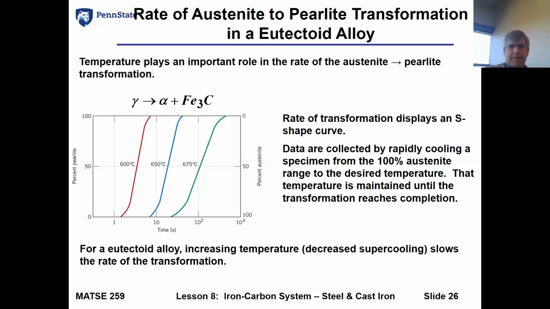And so they maintain a temperature until the transformation is completed. So it's isothermal transformation. And all of these transformations occur from a sample that begins at 100% austenite. Now we saw, as we remember, we're going to start in the 100% austenite range at about the 925 degrees C range, and we'll cool it from there. Now, with that decreased undercooling, we see how the rate of transformation will change over time. And so increasing temperature, decreasing undercooling will slow that rate of transformation as we move through.